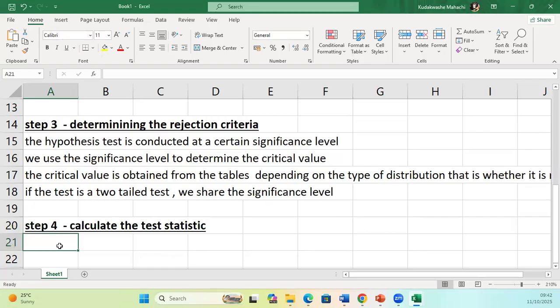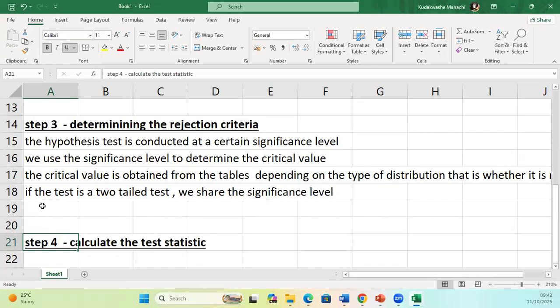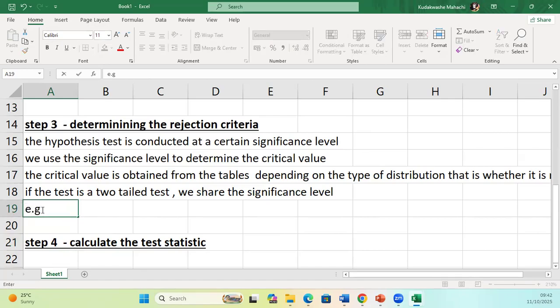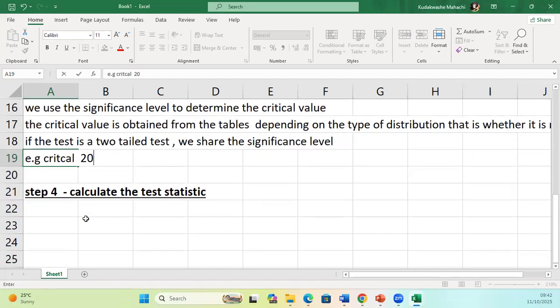Maybe our critical value can be, let's say, out of the 30 people that are tested, for example. This is just a layman's example. So the critical value, out of the 30, is 20. It's saying if 20 people are cured, then we accept. But if those that are cured are less than 20, we reject. So now that we have the critical value of 20, we move to calculating the test statistic.